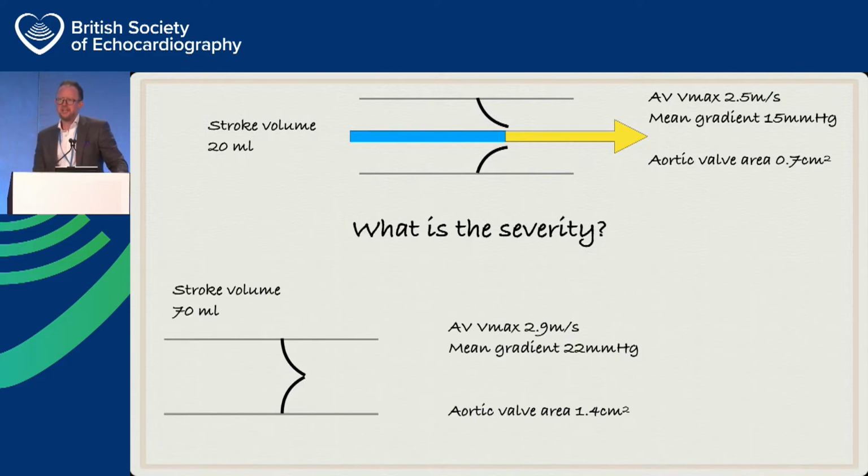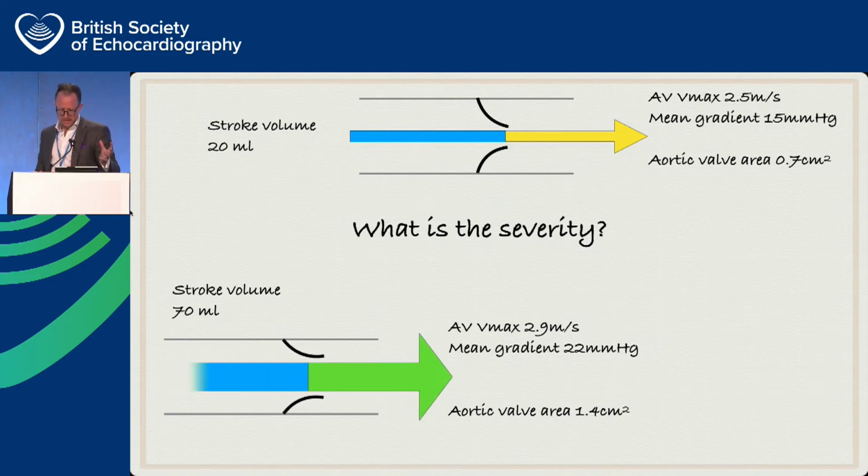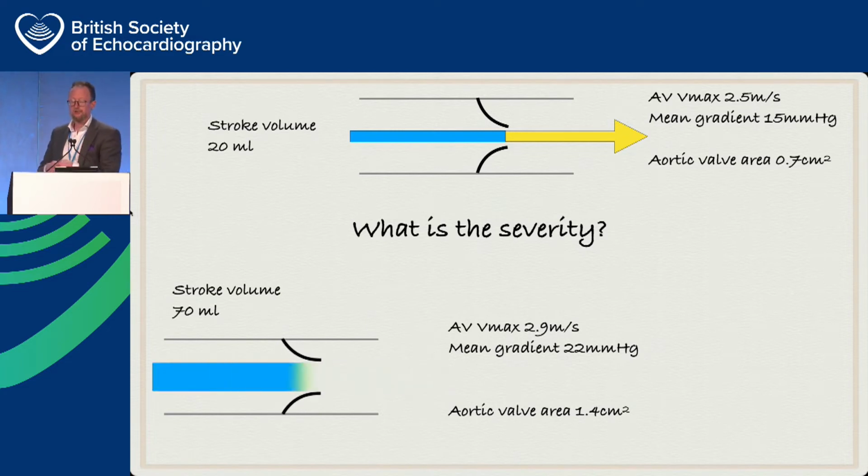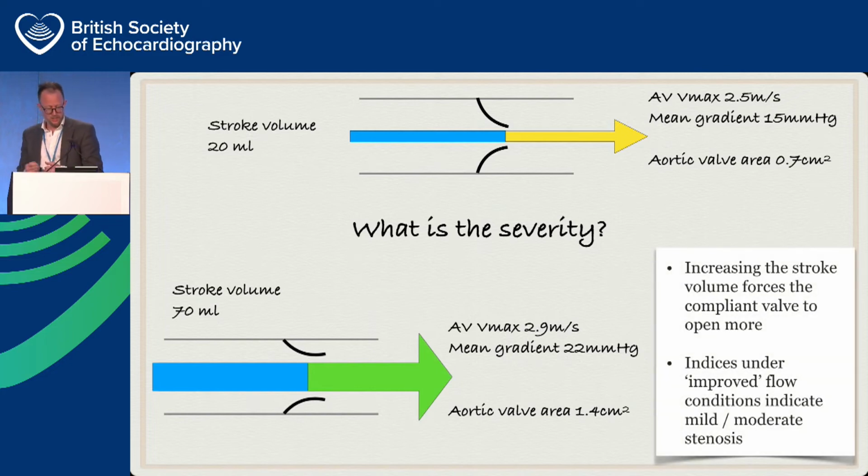So wouldn't it be amazing if we could make the stroke volume get better? Wouldn't it be amazing if we could push more blood out of the valve? That would make everyone's life a lot easier, wouldn't it? And that's what we do. So we can, in this patient, let's say we increase their stroke volume from 20 to 70 mils.